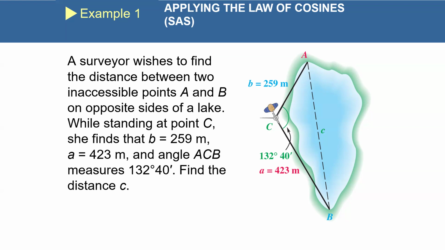The C squared, because we're looking for C. Does that make sense? So we're using C squared equals A squared plus B squared minus 2ab cosine C. Yes? We're going to identify and just plug everything in.